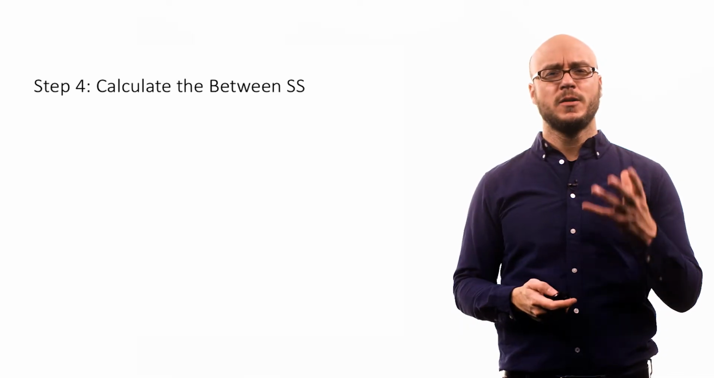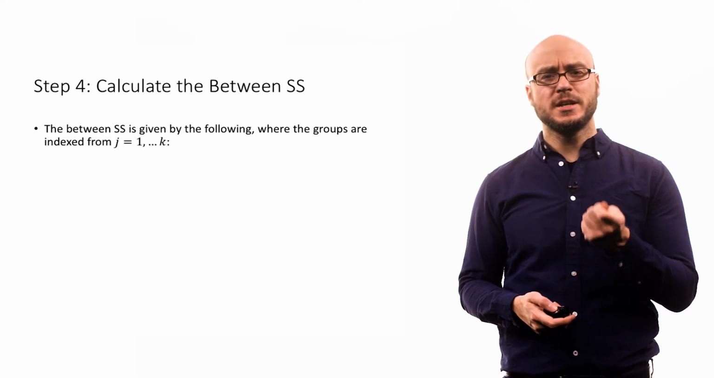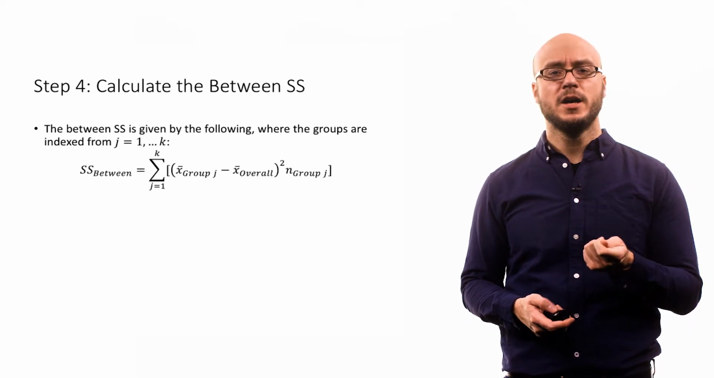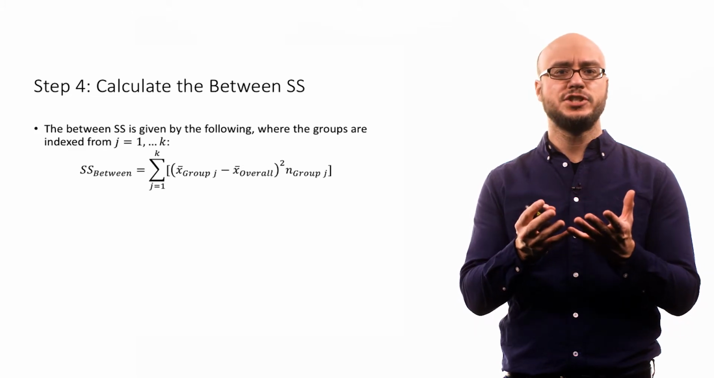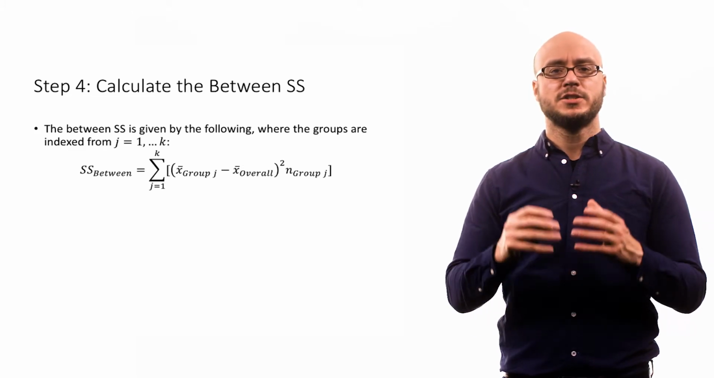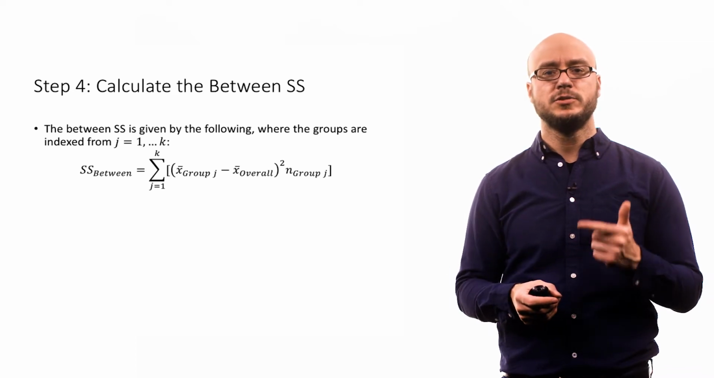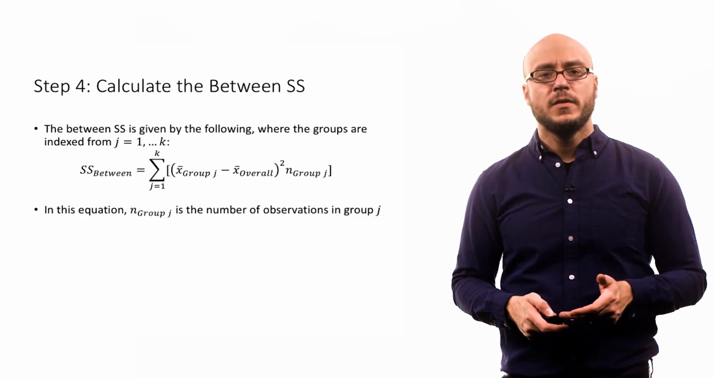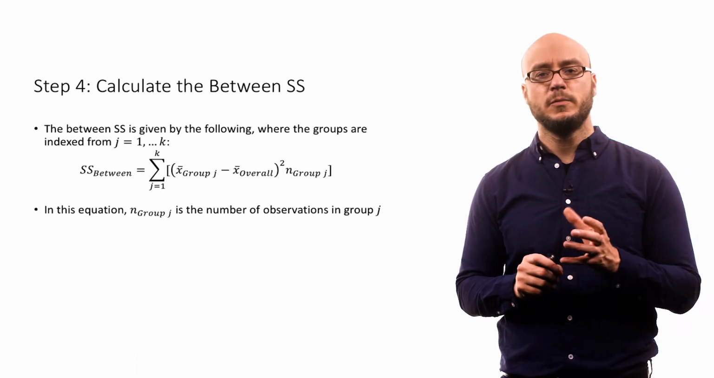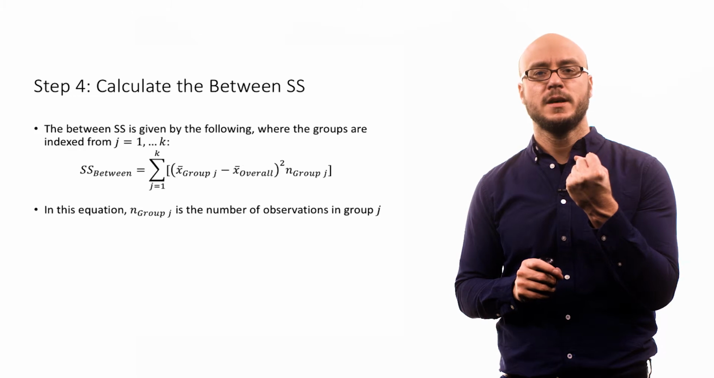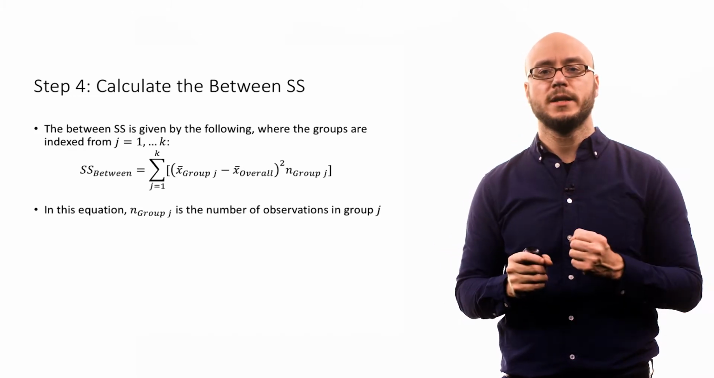For step 4, we calculate the between sum of squares. The between sum of squares is given by the following, where the groups are indexed using this lowercase j from 1 to k. So if k equals 3, you have 3 groups: j equals 1, j equals 2, j equals 3. For this equation, what's going on is that we take each group mean and we see how far off it is from the grand or overall mean.